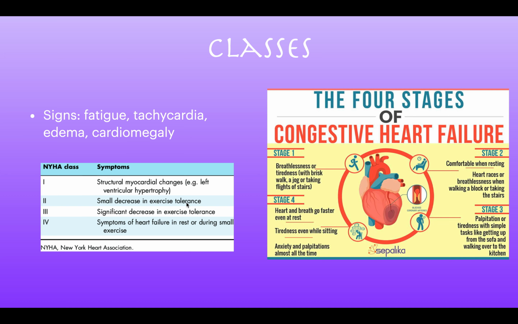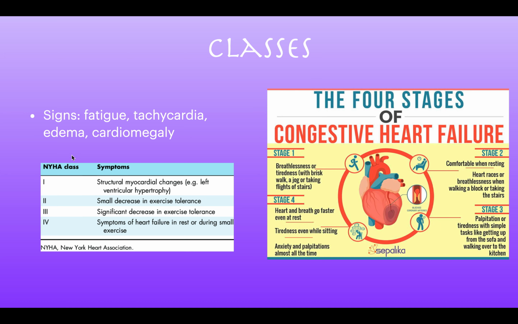Signs, as always, are fatigue, tachycardia, edema, and cardiomegaly, and there are two different classifications. Stage 1, this is more like lifestyle: breathlessness and tiredness from a brisk walk, a jog, or a flight of stairs. Stage 2, there are problems at rest or with a minimal amount of walking. Stage 3, there's palpitation and fatigue with simple tasks like just standing up and minimal walking. Stage 4, this is the problem because this is exhaustion, fatigue, and dyspnea even at rest.